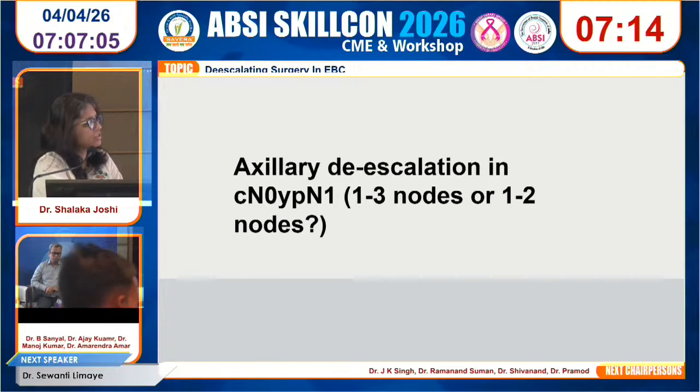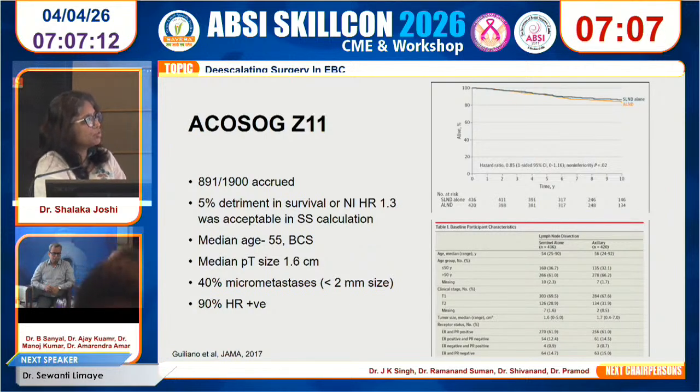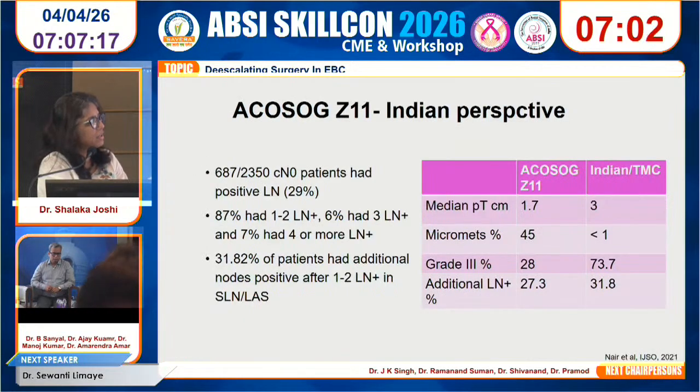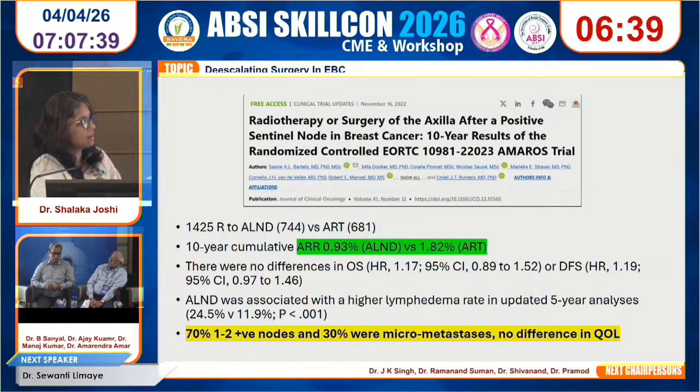Axillary de-escalation in 1 to 3 nodes who are now N1, but macrometastatic, not micrometastatic. Z11, a few deficiencies in the trial. However, the curves didn't separate. We looked at our data and we said that Z11 really belonged to a low risk population, and we have larger tumors, more nodal burden, higher grade, so we may not be able to follow it to the T. And also Z11 happened in breast conservation patients. Then the SINOMAC study happened in mastectomy as well as conservation patients, and there also the curves didn't separate.